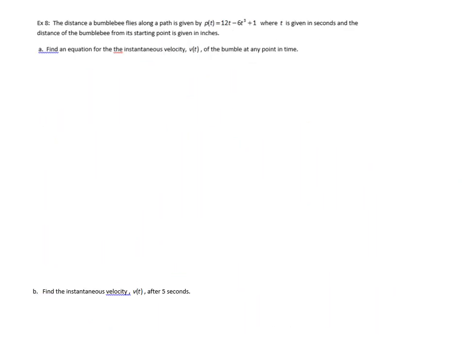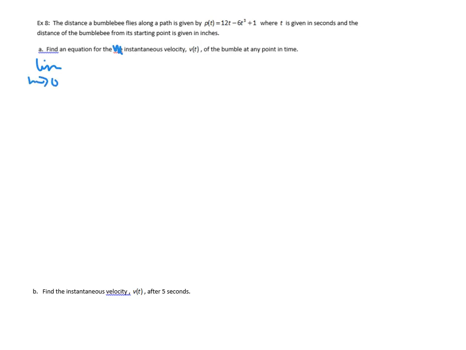Okay. The distance a bumblebee flies along its path is given by the equation 12t minus 6t cubed plus 1, where t is given in seconds and the distance the bumblebee is from a starting point is given in inches. So I'm going to find the instantaneous velocity. So we're finding my limit as h approaches 0.